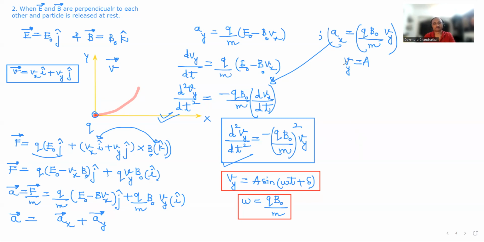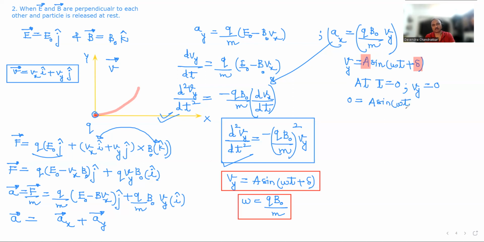So Vy is equal to a sine omega t plus delta. At t = 0, what was Vy? It is 0, right? We want to find the value of a and the value of delta. So we use the initial conditions which we are aware of. At t = 0, Vy is 0. Substituting the values here, we get 0 equal to a sine omega t.